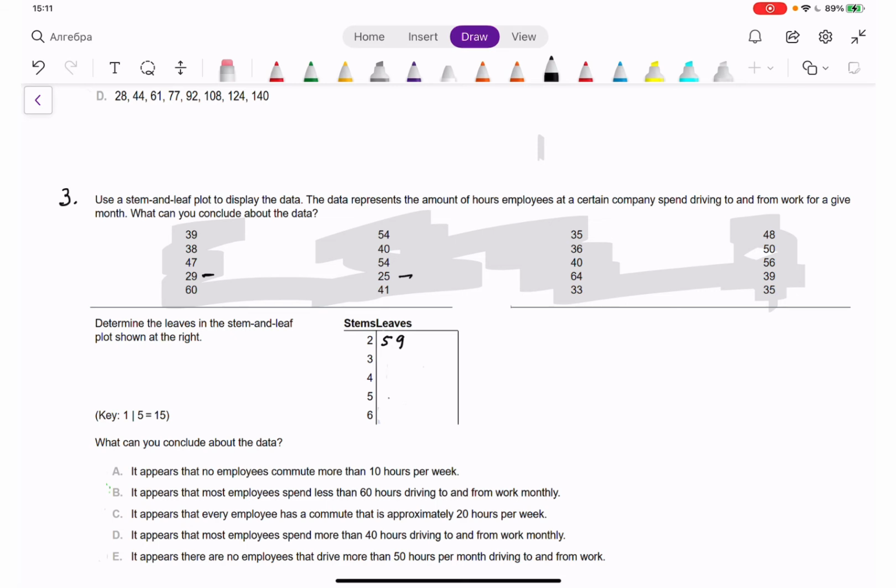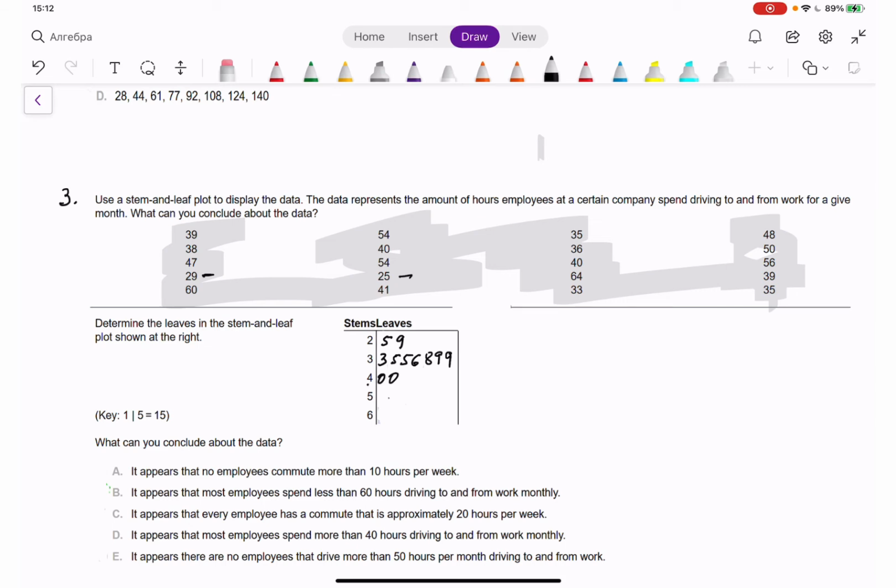Now with 30, if you look, you will find 33, 35. There are two 35s, right? And then it's going to be 36, 38, 39, 39, two 39s. When it comes to stem 4, we are going to have 40 twice, 40 and 40. And then I'm writing down on the right side only leaves.